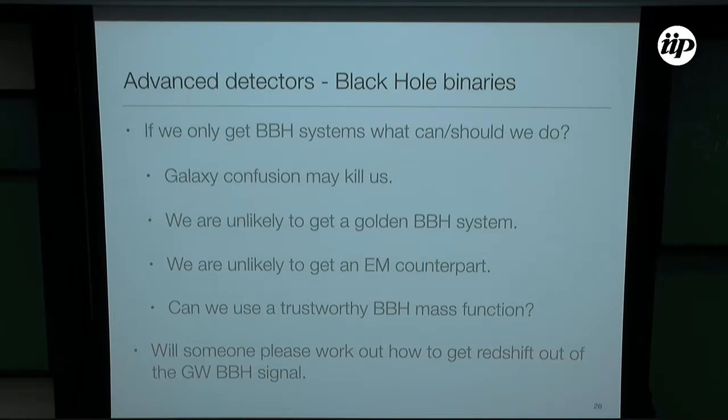Because all of the high accuracy methods really rely on binary neutron star mergers for many reasons that I've talked about. Galaxy confusion may kill us with binary black holes because their error regions on the sky are so much larger than binary neutron stars.